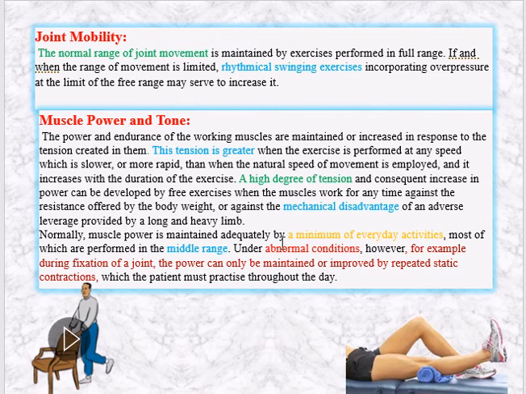Normally, muscle power is maintained adequately by a minimum of everyday activities, most of which are performed in the middle range. Under abnormal conditions, however, for example during fixation of a joint, the power can only be maintained or improved by repeated static contraction, which the patient must practice throughout the day. Look at this. Static contraction means isometric contraction.